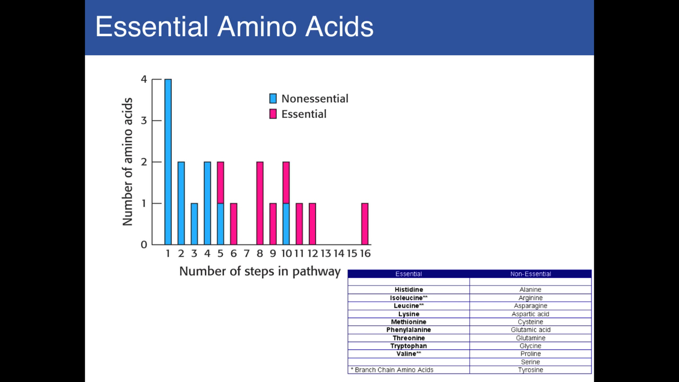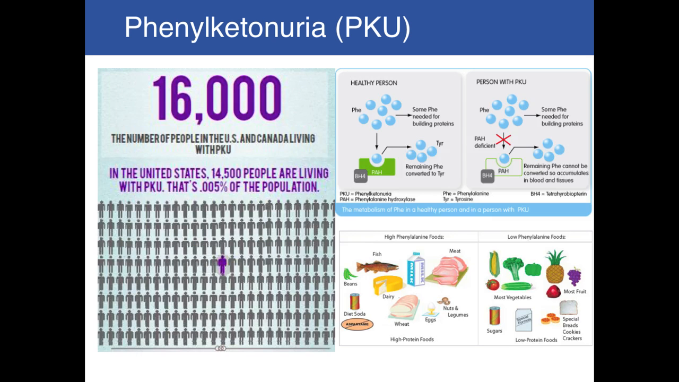A deficiency in one essential amino acid can have severe ramifications, right? You'll see this in specialized diets, or there are certain people who have deficiencies in these, the most famous of which, we've talked about it, is PKU, phenylketonuria, which is basically where the enzyme that converts phenylalanine into tyrosine does not work. I think we've even shown this slide. 16,000 people in the U.S. and Canada live with PKU.